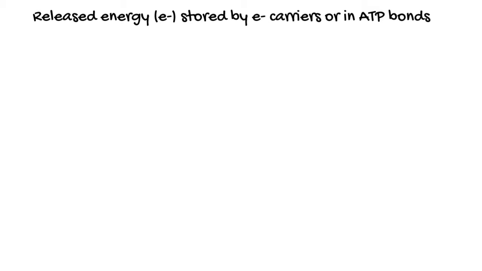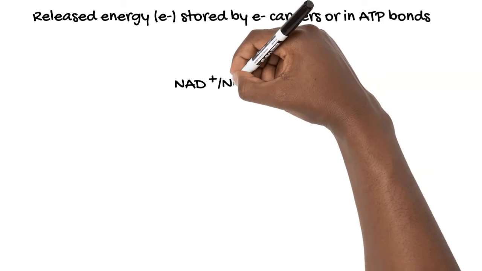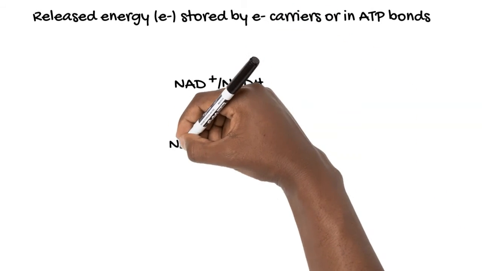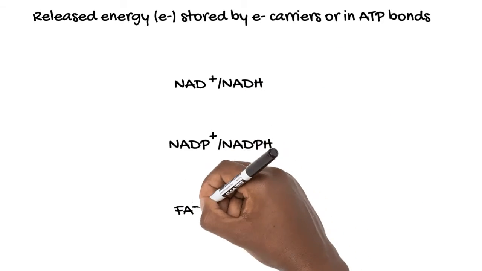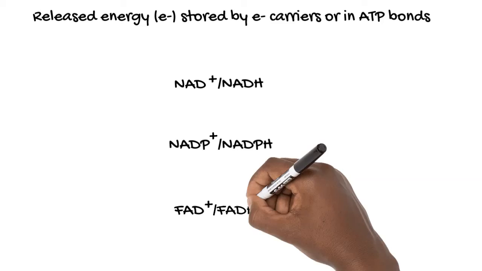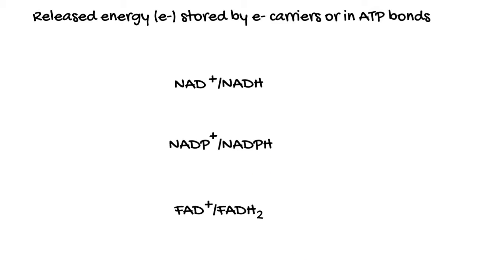Electron carriers bind and move high-energy electrons between compounds in pathways. For this class, we will focus on the rock stars of electron carriers, B vitamin byproducts: nicotinamide adenine dinucleotide, nicotinamide adenine dinucleotide phosphate, and flavin adenine dinucleotide, or NAD, NADP, and FAD. NAD, NADP, and FAD can easily be oxidized or reduced.